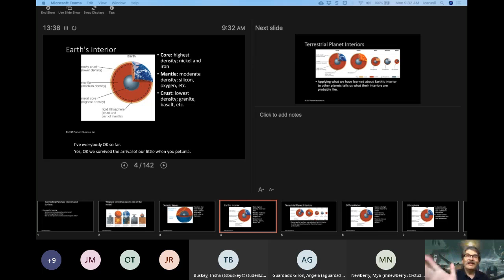Okay, so let me get back to the point. Here is Earth's interior, and this is true of any terrestrial planet. High density core, typically of nickel and iron. And I remind you, if you're not sure why that is, just remember the ice cream example.